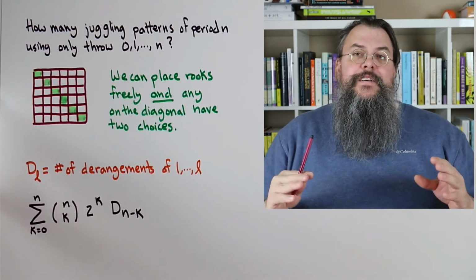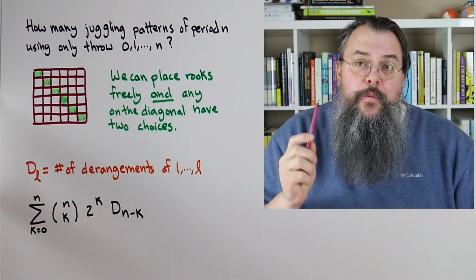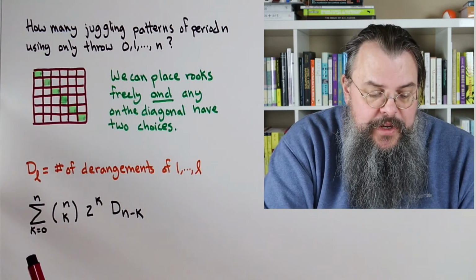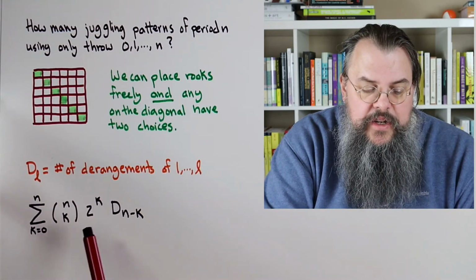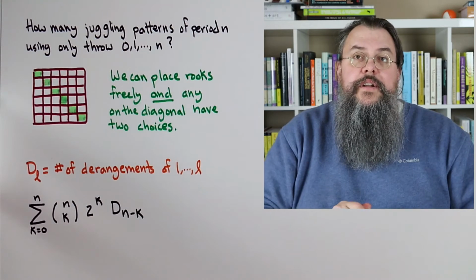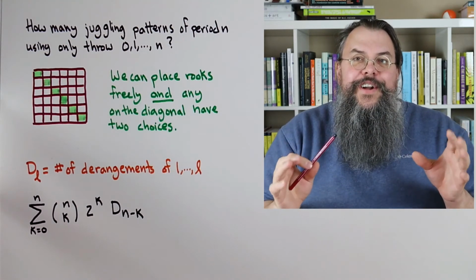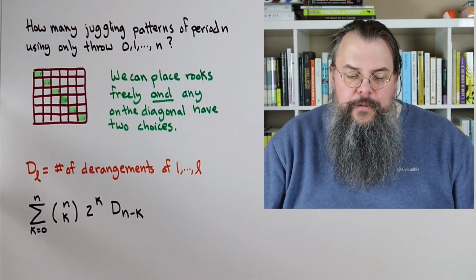All right, so here's the claim. What we're trying to count is equal to the following sum. We're going to add up from 0 to n of n choose k, 2 to the k, and the number of derangements of n minus k. And at this point, you're probably thinking, what? What's going on? Okay, so let's explain these pieces one at a time.